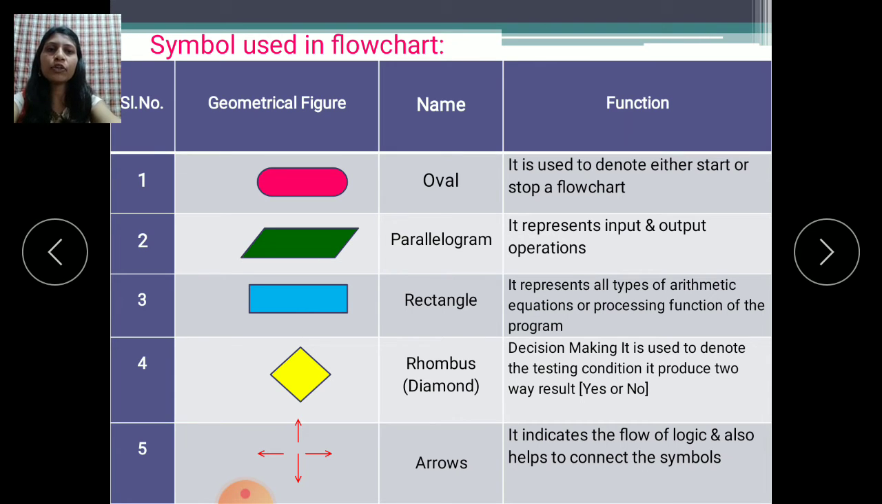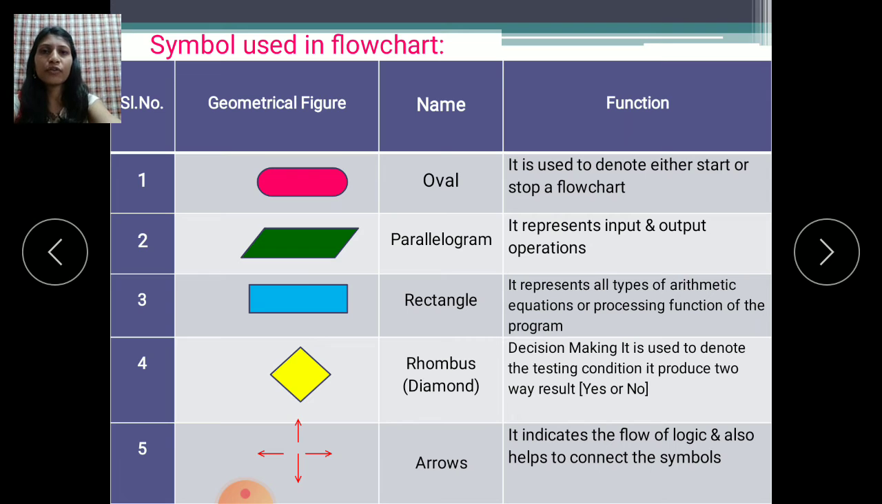It will display the two-way result: either the condition is true, otherwise it is false. If the condition is true, the following part will be executed. If the condition is false, the other part will be executed, because a condition always has a two-way result, either true or false. So we use the rhombus symbol to declare any conditions.